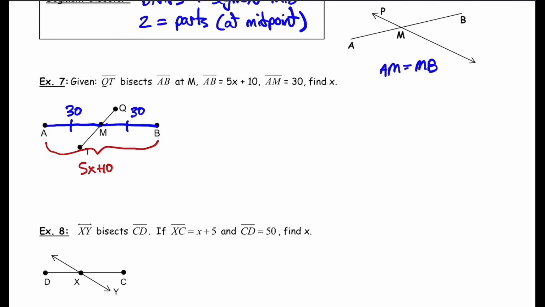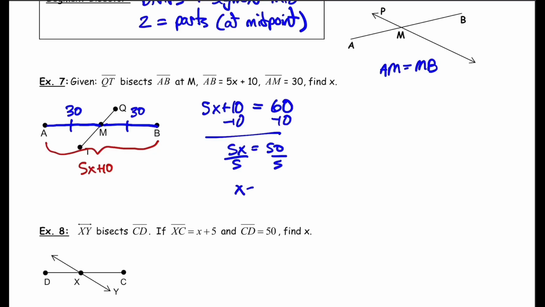Now, I think it's kind of easy to see that 30 plus 30 is going to equal the whole thing, which is 5x plus 10. So 5x plus 10 equals 30 plus 30. I'll just combine those in my head, pretty easy to do. And then just 2 steps and we're done. Subtract 10, 5x equals 50, divide by 5, x equals 10.